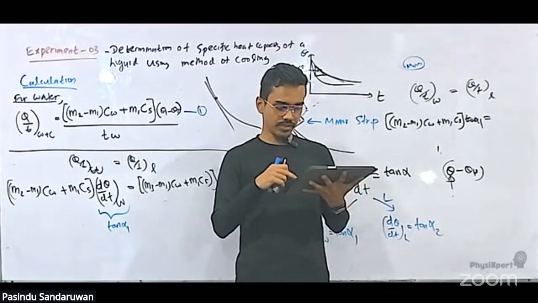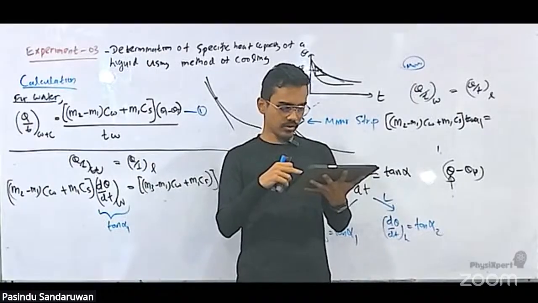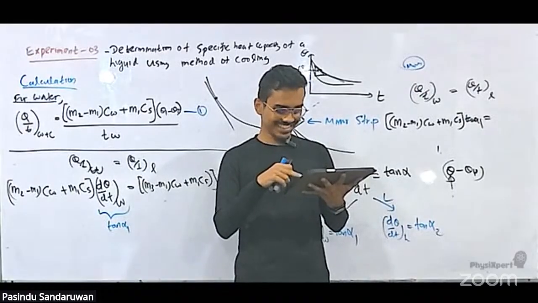L plus C for liquid in equation. Yes, liquid plus calorimeter. Oh, good for now. Can you slow down your telling speed when points are ready? Right.